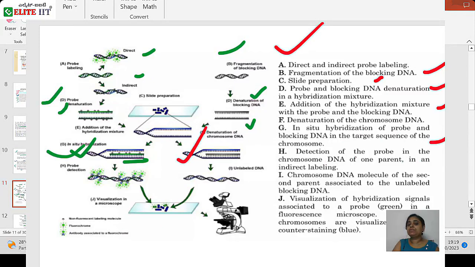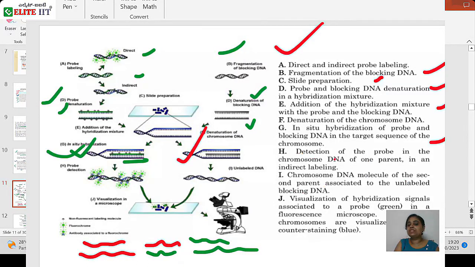Now detection of the probe in the chromosome DNA of one parent, in an indirect labeling. Now the chromosome DNA molecule of the second parent is associated with the unlabeled blocking DNA. So if you consider you are checking, this is one parent's DNA genome, and this is another parent. If you are checking here, this is the hybrid offspring. We are checking these two sequences. So in order to do that, the chromosome DNA molecule of the second parent.